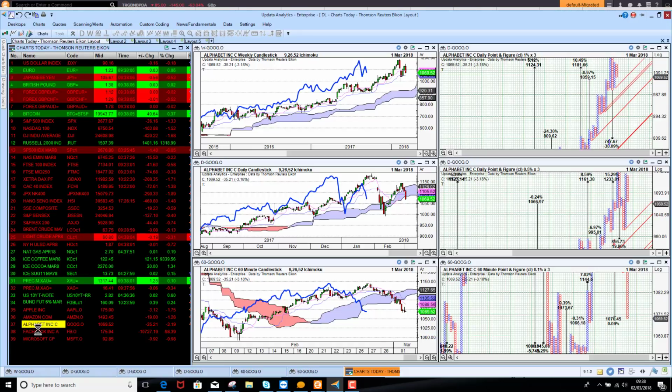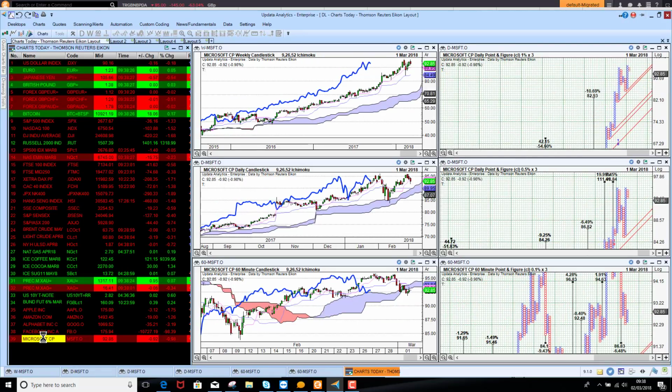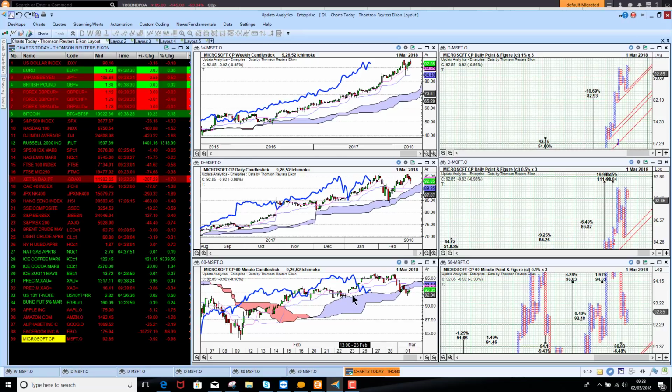And Facebook just struggling to hold that 180s area and back into the mid 170s. Really just been a very flat performer over the last few months, but over the last year or two, of course, been an amazing performer. And Microsoft also has had an amazing trend, not just in recent days, but in recent years, but it's really just holding that just at the moment.